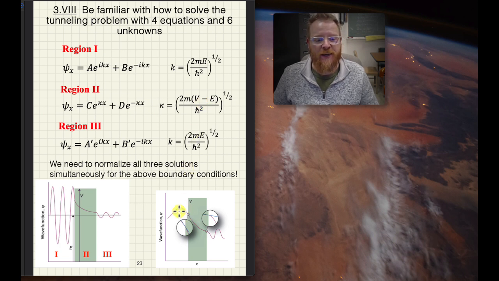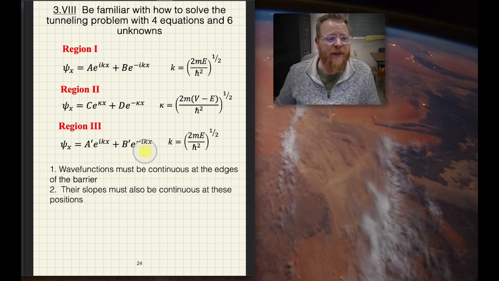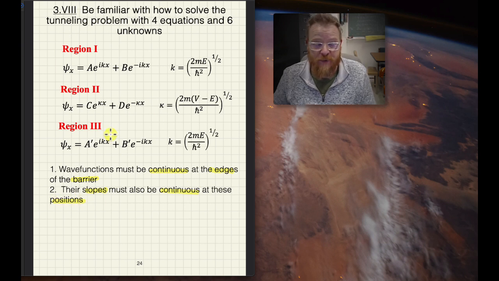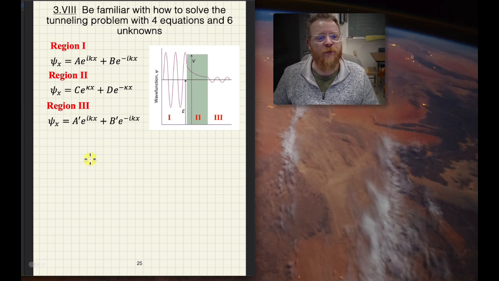So now if we look right at the boundary, in the zoom in that we can see right here, we should note that we're going to have some very specific conditions to meet to solve this according to the boundary conditions. And those conditions are the following. The wave functions must be continuous at the edges of the barrier, and their slopes also must be continuous at those same positions. So we're going to have to set up some algebraic expressions to account for that. Hopefully I have left enough room.